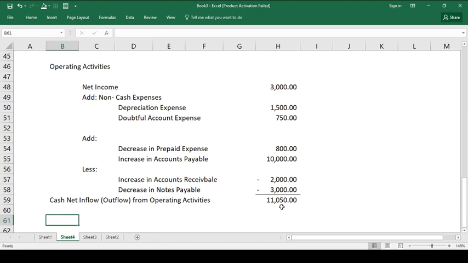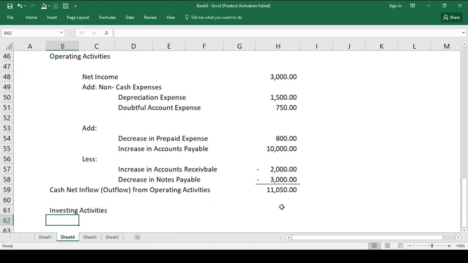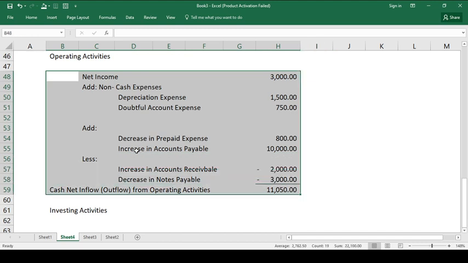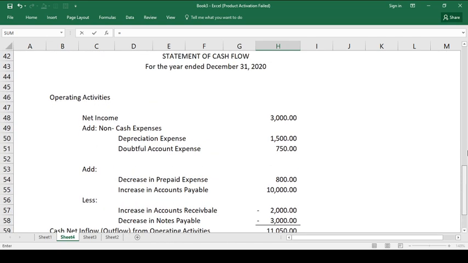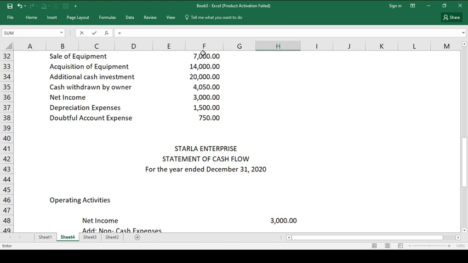Next, we will prepare the investing activities. Okay? Which is same with the direct method. We will not use this operating activities na formula if we are going to compute the investing activities. Simply, we just write cash receipts from sale of equipment because based on the problem, nagbenta daw ng equipment amounting to, kunin po natin yung amount. The cash receipts from sale is 7,000.